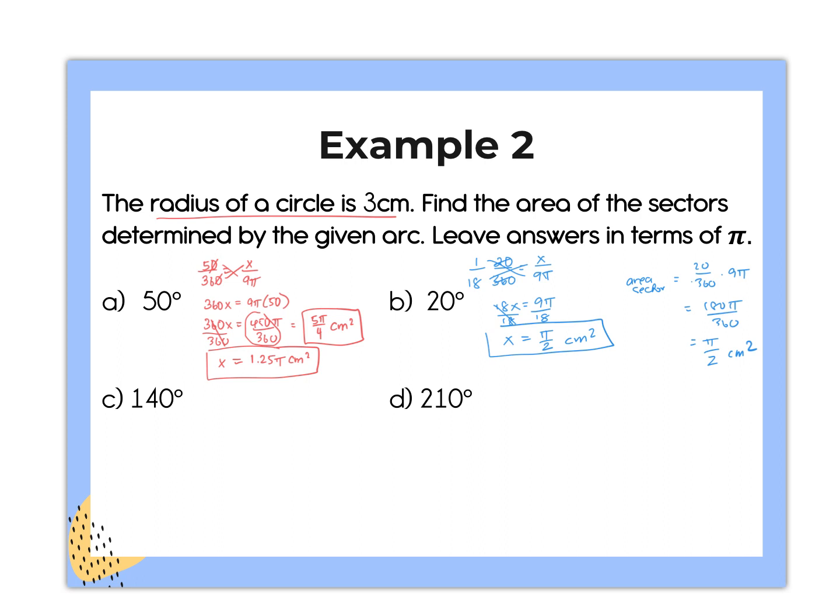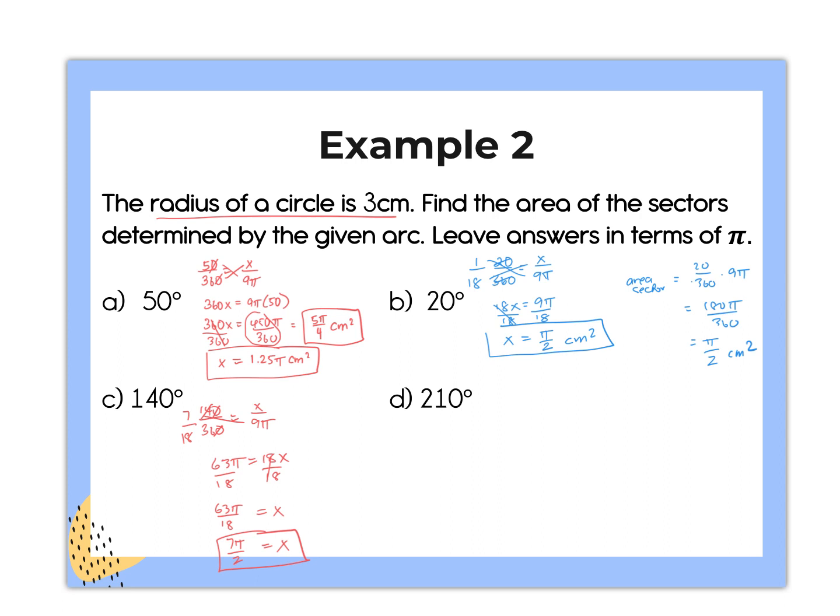When I get to the 140 degrees, again, it's 140 over 360 is going to equal x over 9 pi. I'm going to simplify this a little bit, and 2 goes into these as well, so I get 7 over 18. So I get 63 pi equals 18x. If I divide both sides by 18, I'm going to get x equals 63 pi over 18. Since both are divisible by 9, I'll do 7 pi over 2. And that's my answer that way.